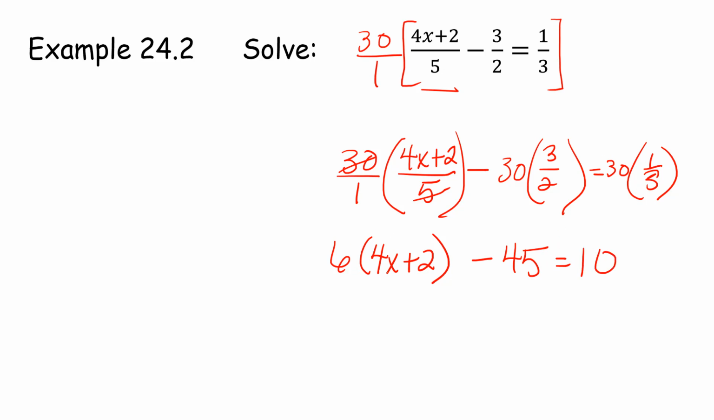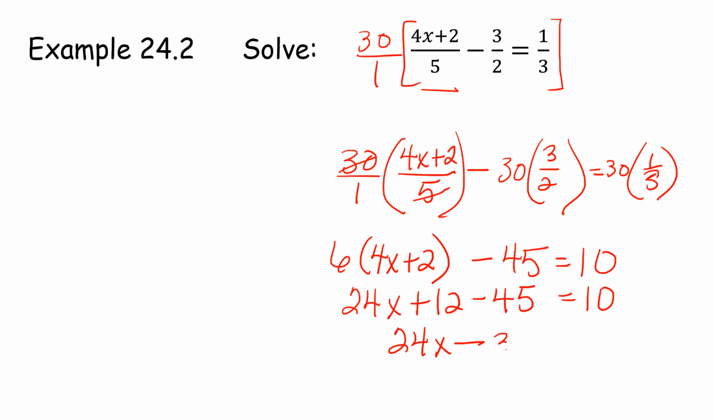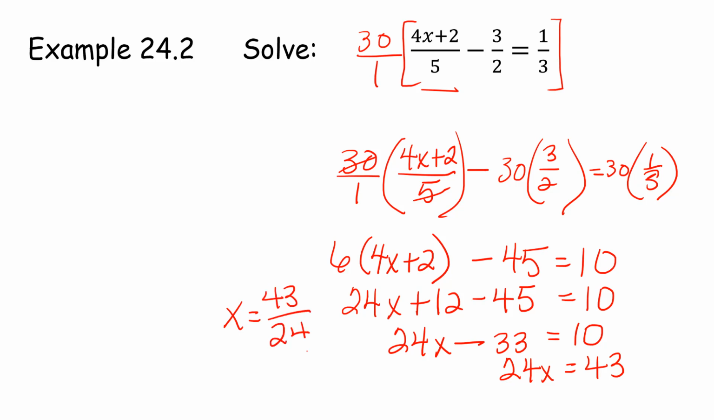Now I'm going to distribute the 6. So 24x plus 12 minus 45 equals 10. So 24x and then 12 minus 45 is -33. And then I'm going to add 33 to both sides. So 24x is equal to 43. And so x is equal to 43 divided by 24.